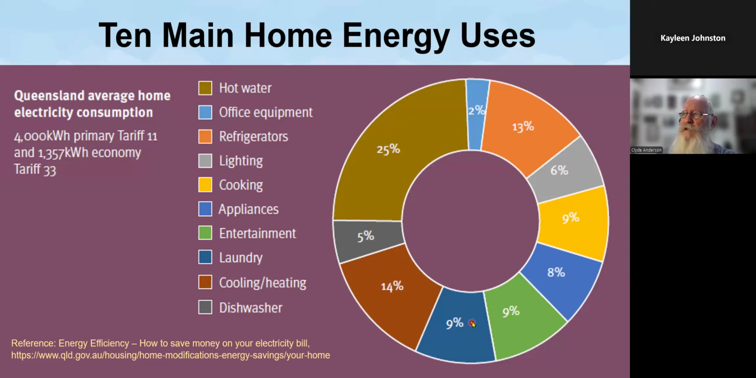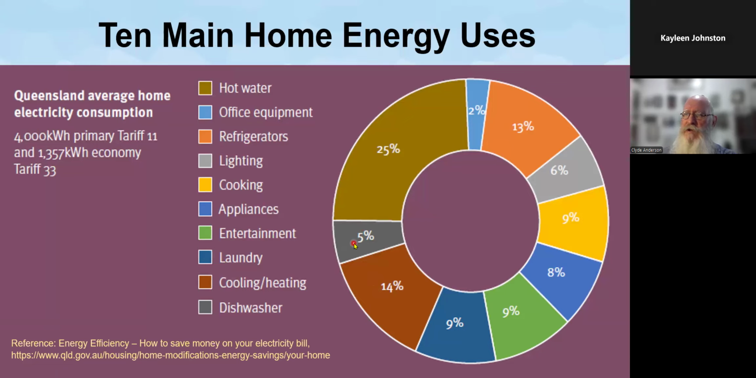The laundry is 9%. That's obviously washing and drying, that's pretty well all the laundry does. You might be able to include, I think ironing is also lumped into that laundry. Cooling and heating, well, that's for heating a space, the air in the house, so heating and cooling the air. And dishwashers, not everybody has a dishwasher, so that's an average. People with a dishwasher may be higher than 5%, and obviously without a dishwasher, there's nothing there.